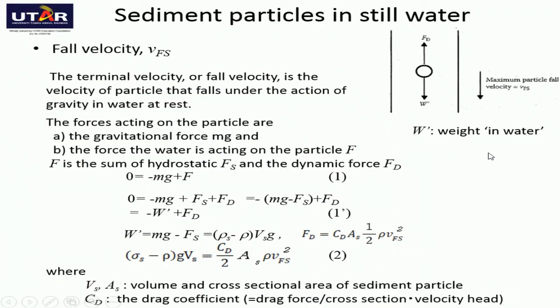Now we look at the behavior of sediment particles in water. First, in still water. Since the specific gravity of the sediment particle is larger than 1, they tend to fall in water at rest. The terminal velocity, or the fall velocity, is the velocity of the particle that falls at constant speed under the action of gravity in water at rest.